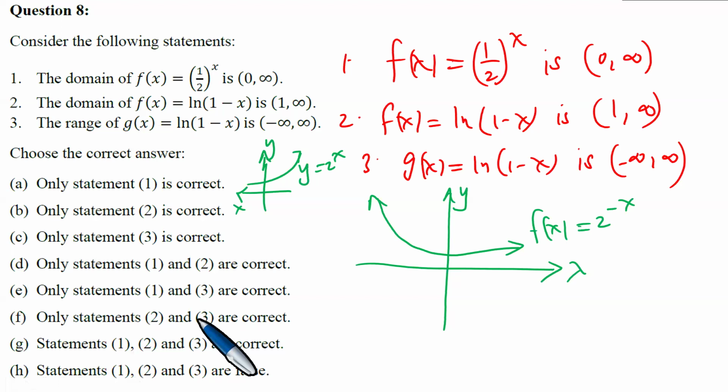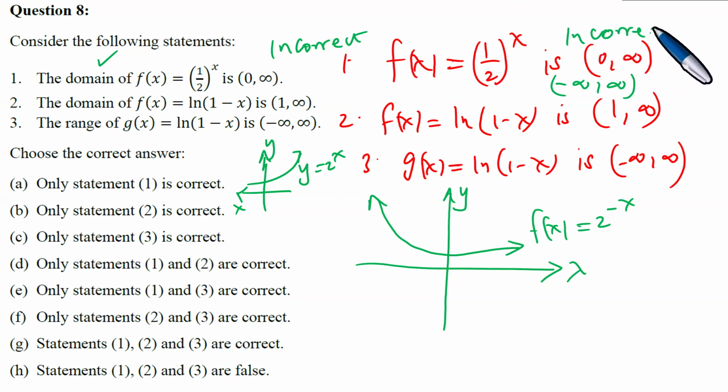So the question is, what is the domain? The domain here would have to be negative infinity to positive infinity, correct? So you're able to see that the first one is incorrect. In other words, the interval given here is incorrect. What do you think of number two?